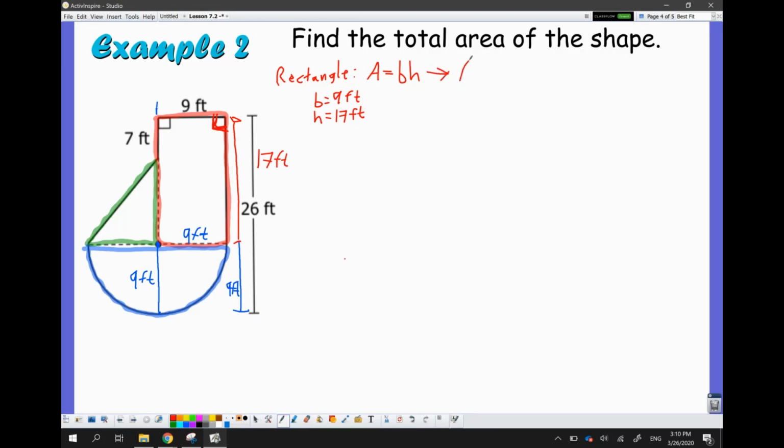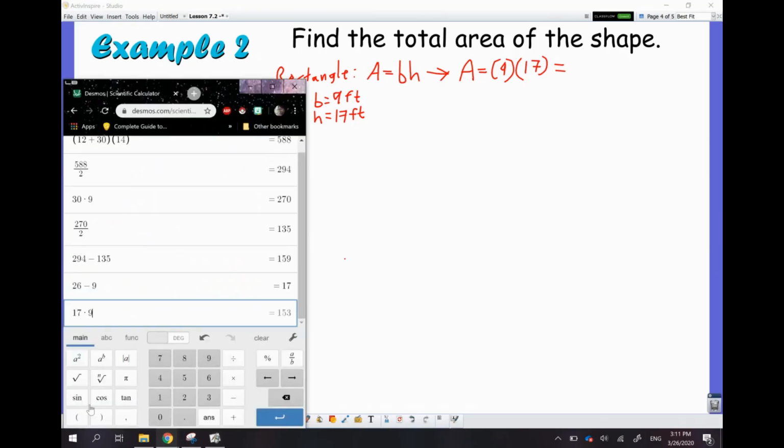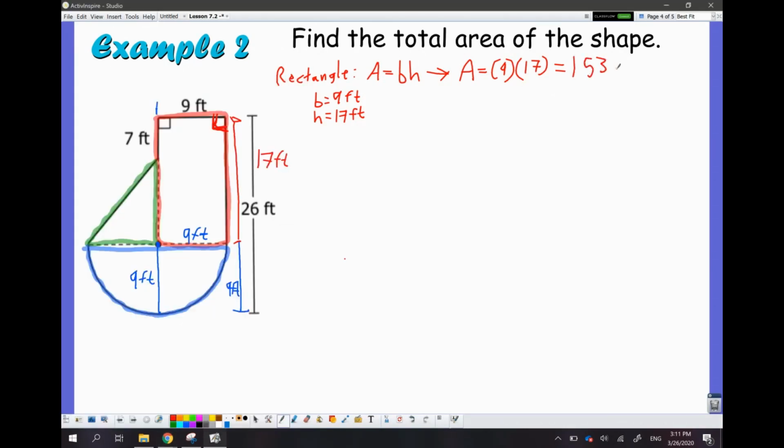Now I'm going to find the area. So I'm going to plug the numbers into my formula. Base is 9. So I'm going to put that in parentheses so that I know I'm going to multiply it. And the height is 17. If I plug this into the calculator, 9 times 17, 153. So my area for the rectangle is 153 feet squared, or square feet. So that takes care of the rectangle. Let's do the semicircle next, since I already know the radius now. So I'm going to write a section for semicircle.